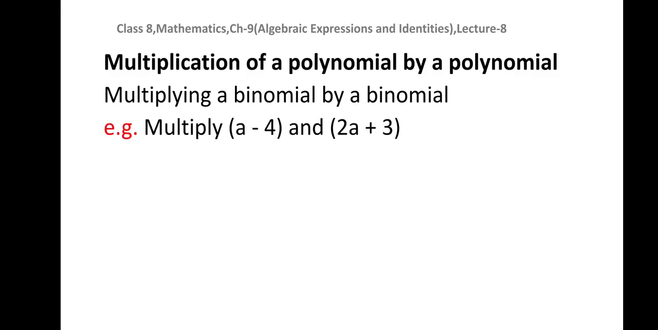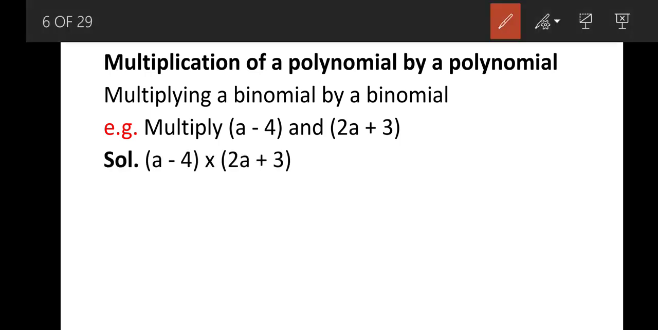So these two are binomials. What is the rule behind the multiplication of a polynomial by a polynomial? We are supposed to multiply each term of one polynomial with each term of the other polynomial and combine the like terms. First of all, a is to be multiplied by 2a plus 3, and then minus 4 is to be multiplied completely by 2a plus 3, and using distributive law we need to solve it.